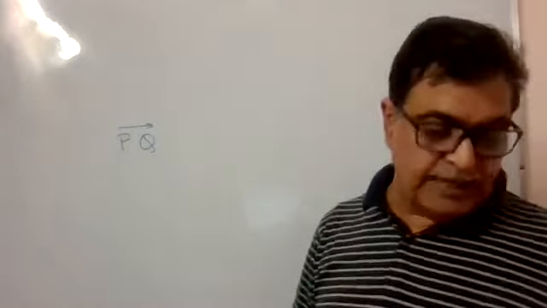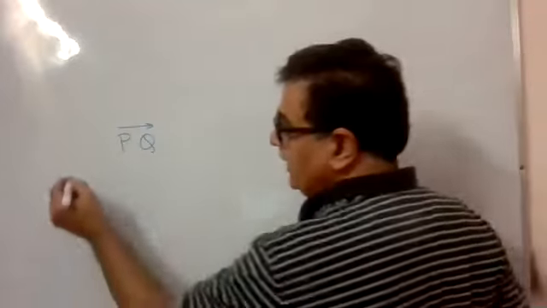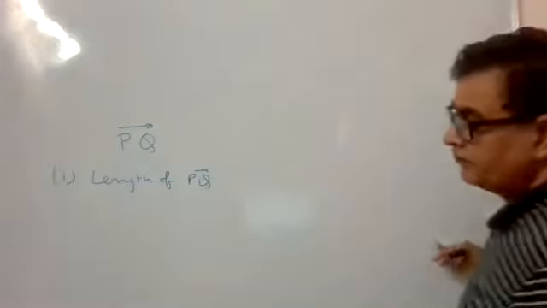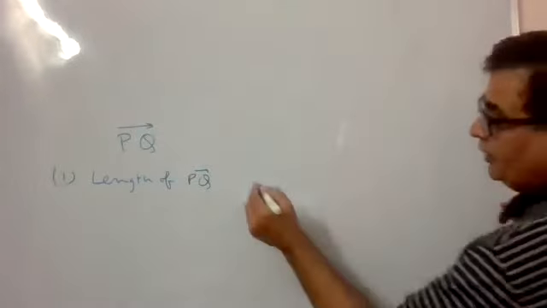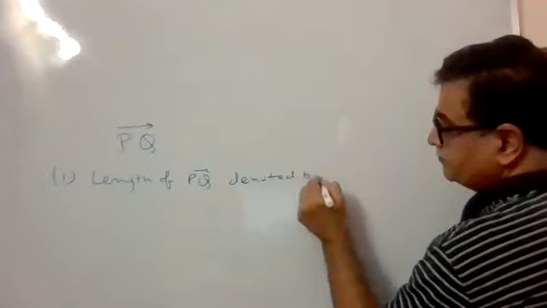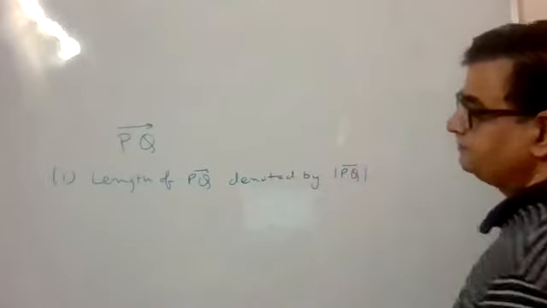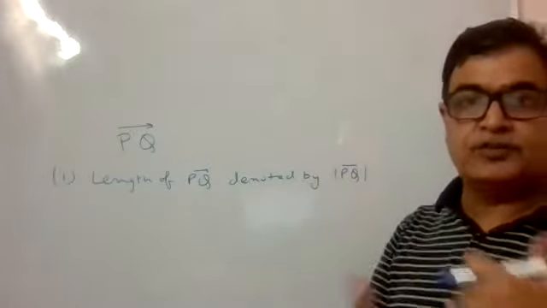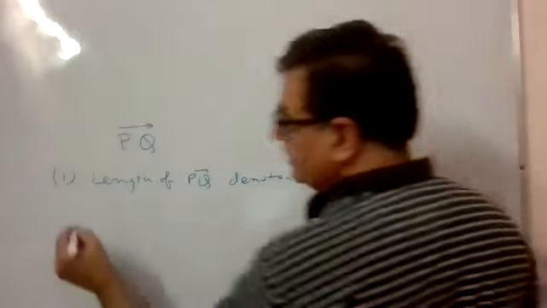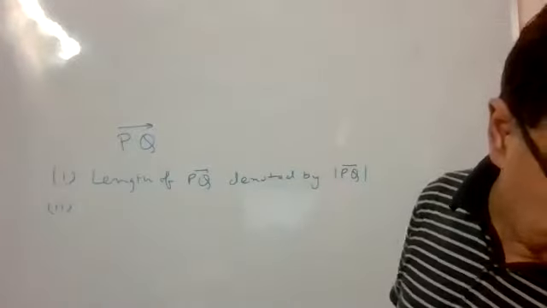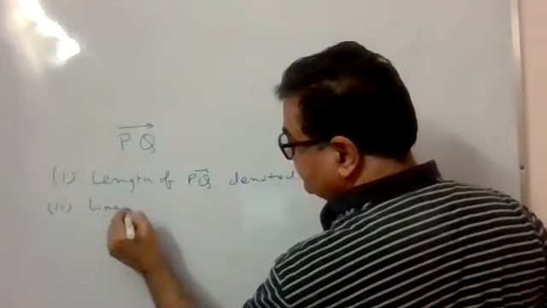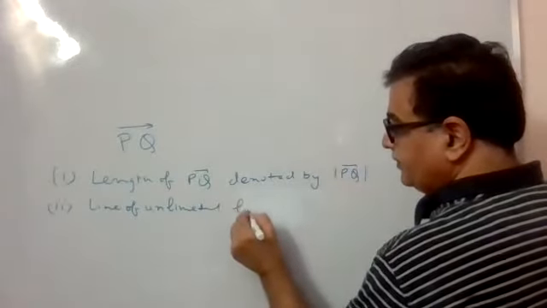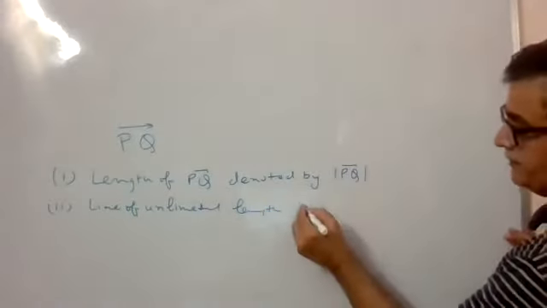First, write down the length of the PQ vector. The first is the length of the PQ vector, which is denoted by the magnitude of PQ. What is the length of it? The length of this vector. Second, the line of unlimited length. Whose part is this vector?